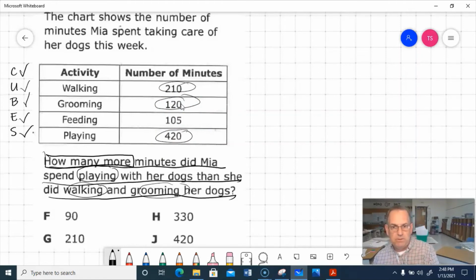Yep, that's correct. That is 300. So we figured out that if we took away the grooming time, that's 300 minutes. Now we need to take away the walking time. So the next thing I would do is take 300 minus 200. What is 300 minus 200?